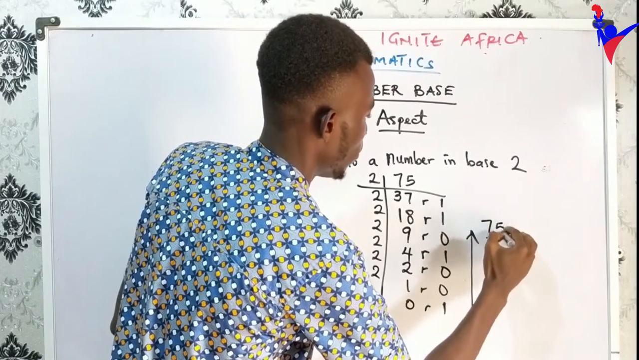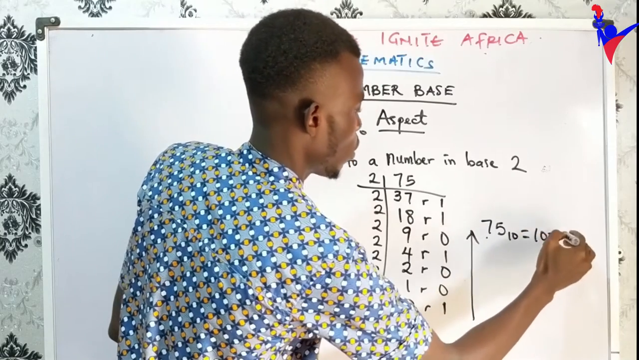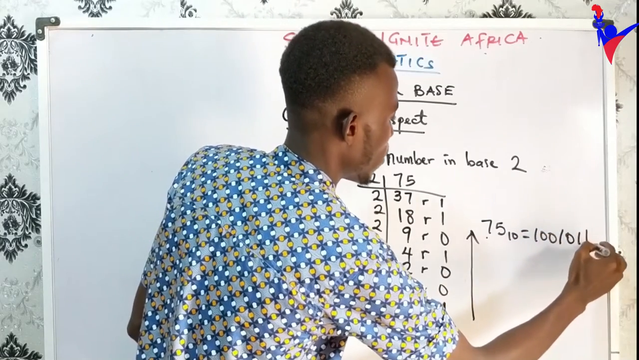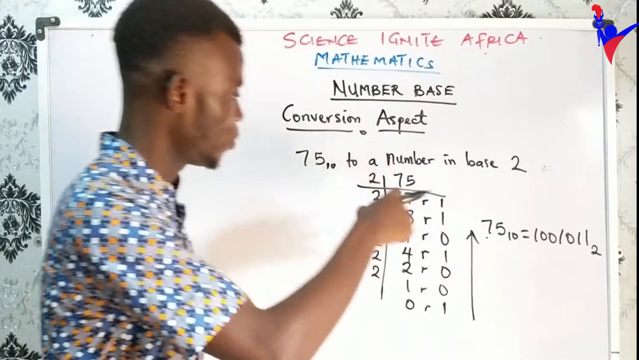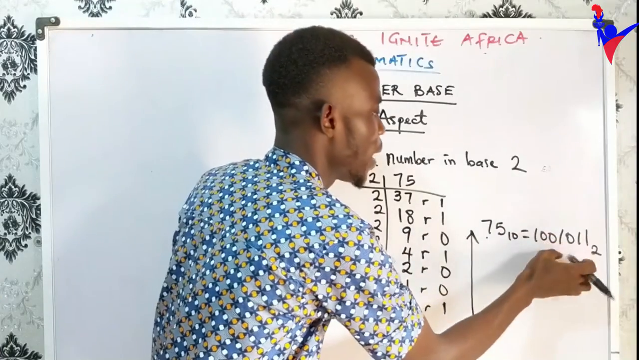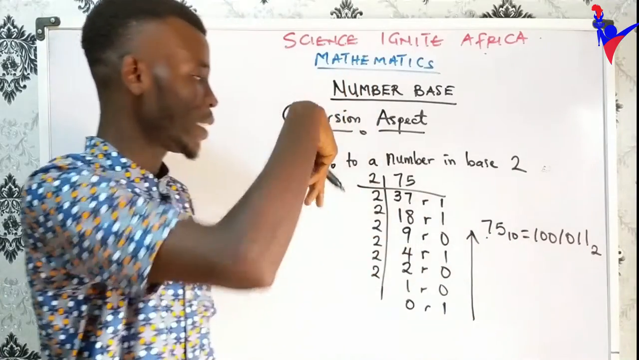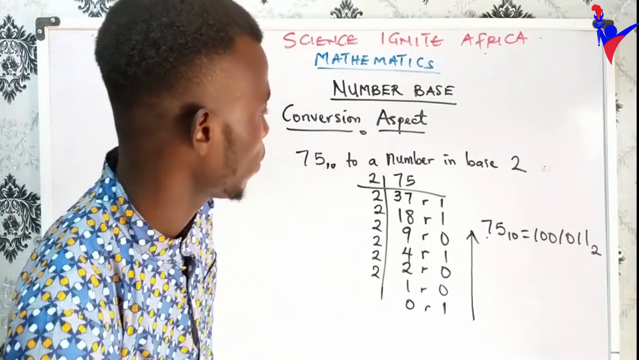75 base 10 equals 1001011 base 2. So I've converted this now from base 10 to base 2. Let me now use this same number again to convert back to base 10. Maybe I'll be arriving at the same answer.